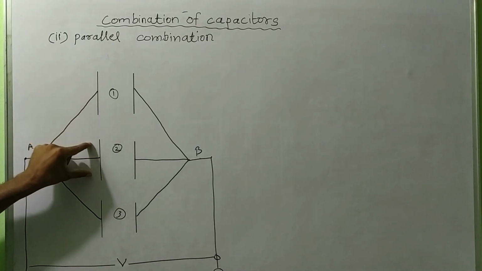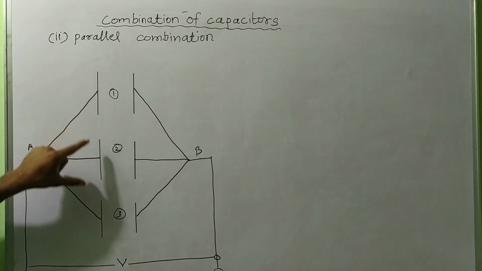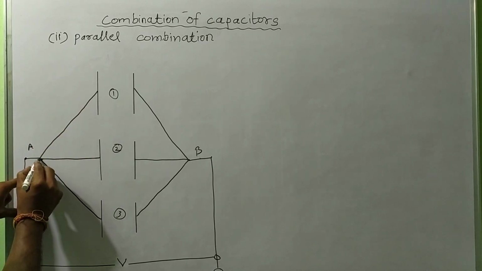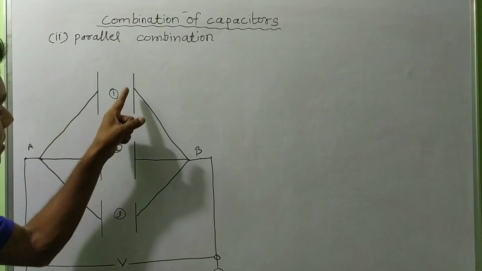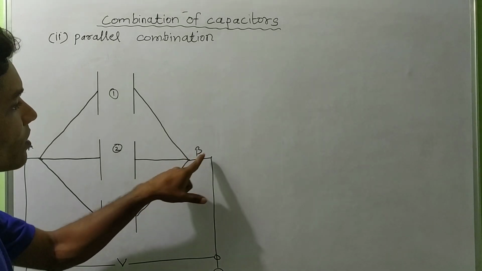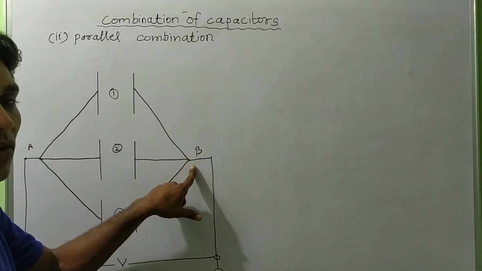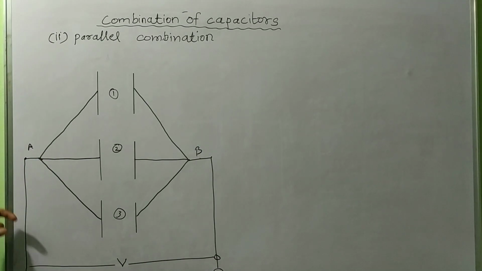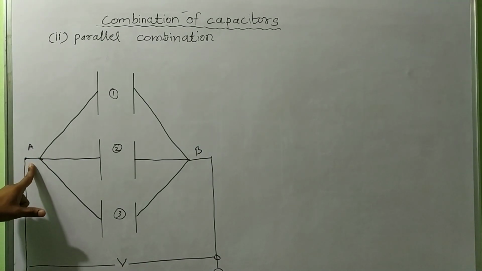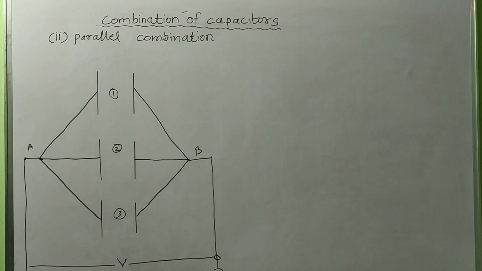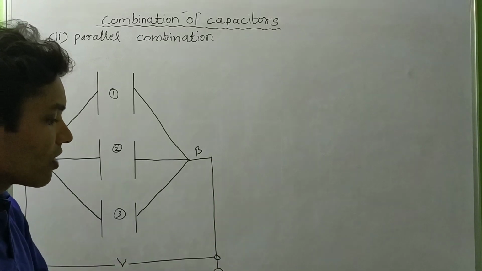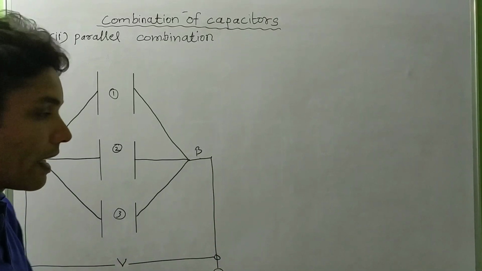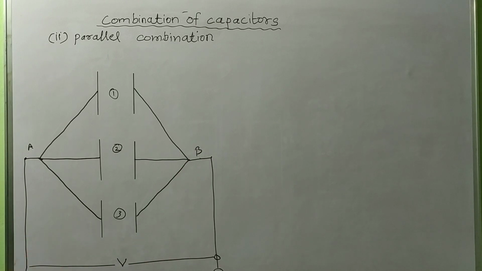The first plate of each capacitor is connected to one common point A, and the second plate of each capacitor is connected to another common point. The first common point is connected to the positive terminal of the battery, and the other common point is connected to the negative terminal of the battery, and between the two common points potential V is applied.